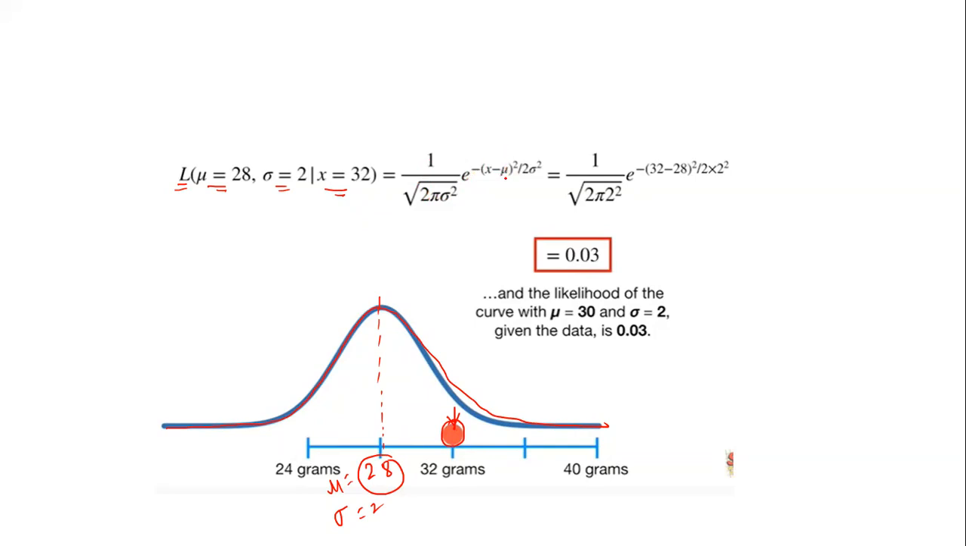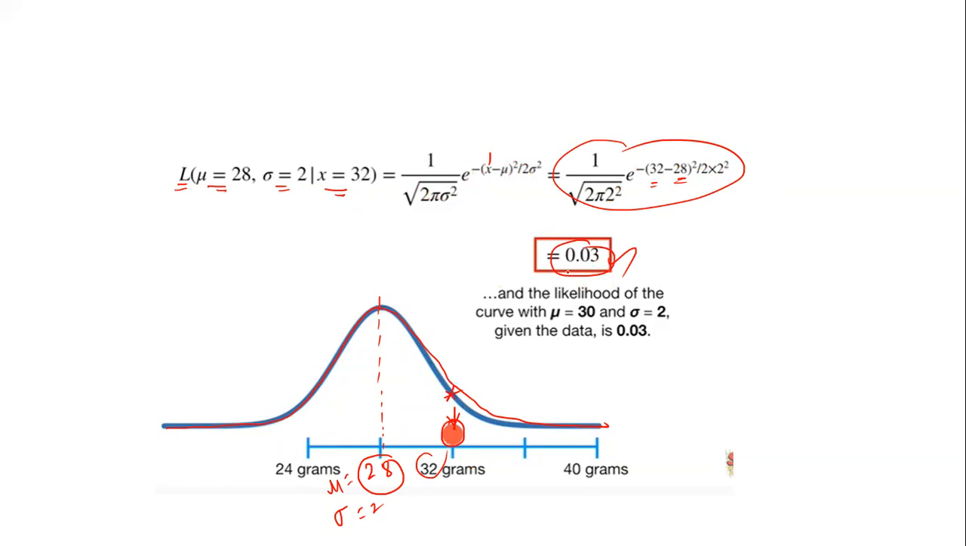So in place of mu, we are providing 32. X, our only measurement, is 32. And sigma, we are providing 2. So by 2 into 2 square. If you evaluate this, what you get is 0.03. That comes at this point on the y-axis, right?